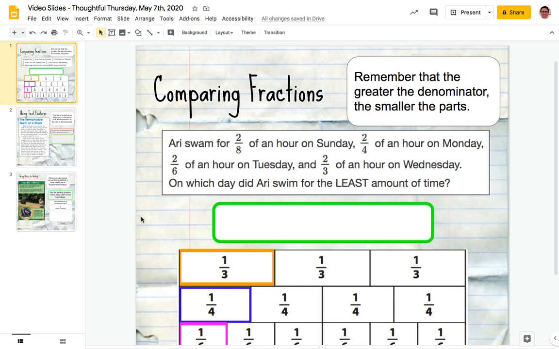Hello, students. Today, for Thoughtful Thursday, we're going to be focusing on comparing fractions. Remember that the greater the denominator, the smaller the parts.